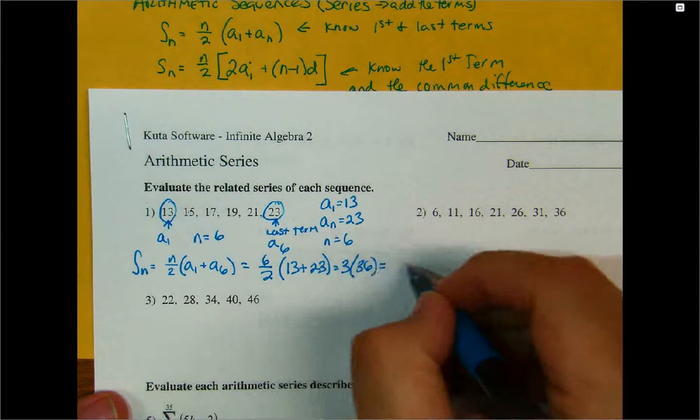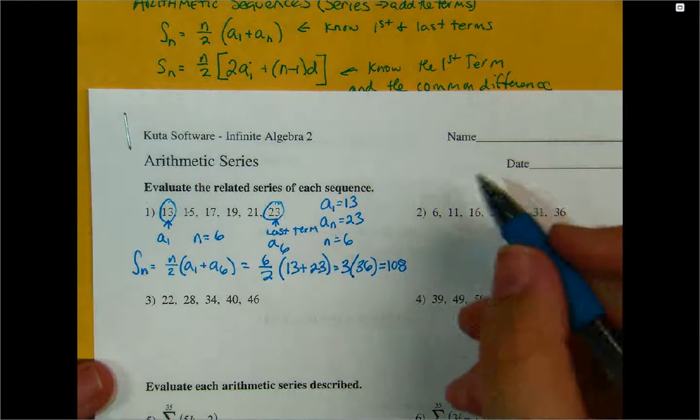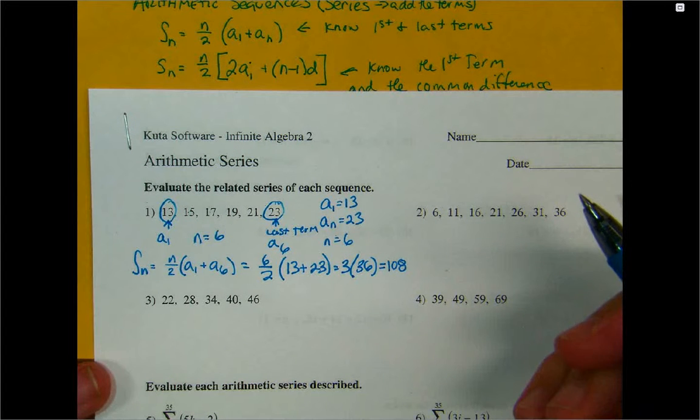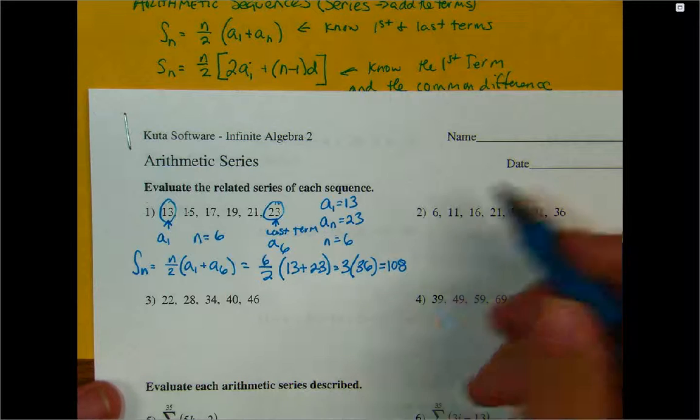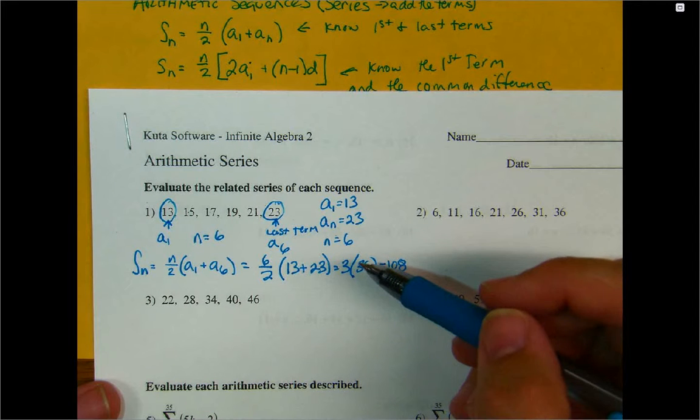That was easy. Yeah, it's not bad. That's the same thing. 6 over 2, yeah. You're going to divide.